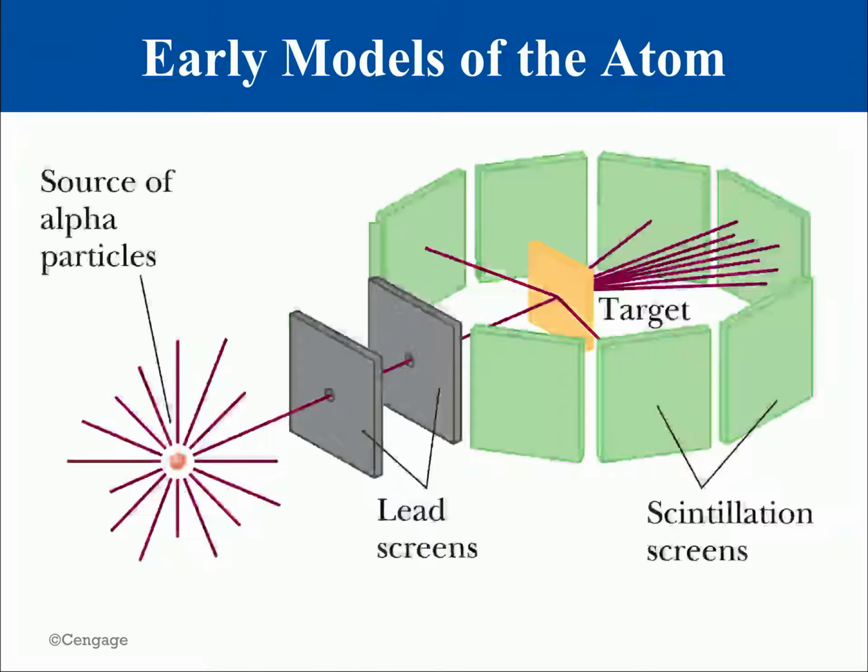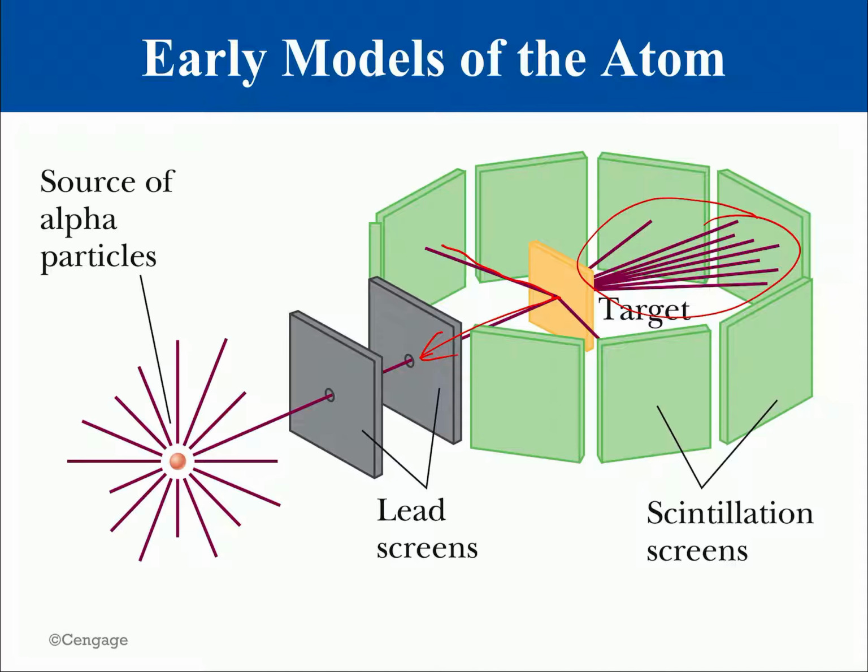Anyway, most of them just passed right through the foil. And we're seeing that here in the picture. They're passing right through the foil, uninterrupted. So they're not hitting something and bouncing off. However, some of them scattered through very large angles. Some of them bounced off at 90 degrees or even were returned in the direction that they came from.